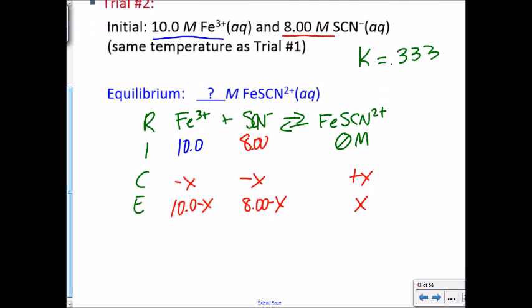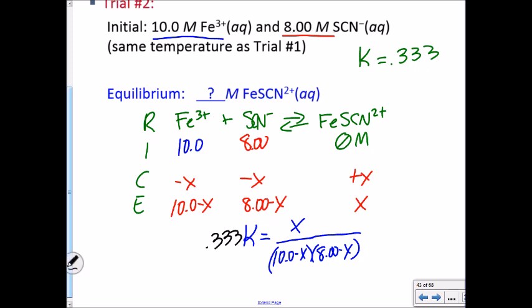And so when that happens, we know our expression, product over reactants, because we already wrote out that expression, right? So there's our product over reactant. We know our K2, because it's still 0.333. That we know as well. Can we find X now?